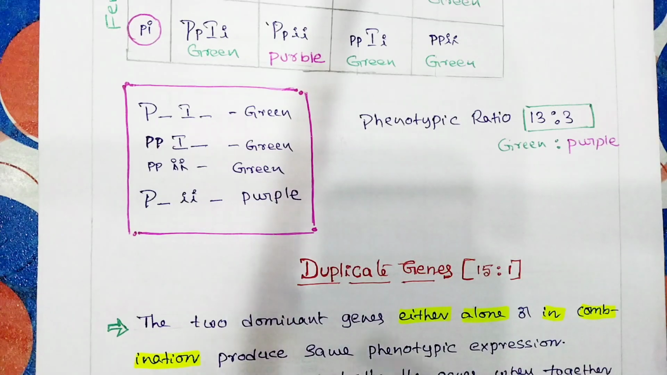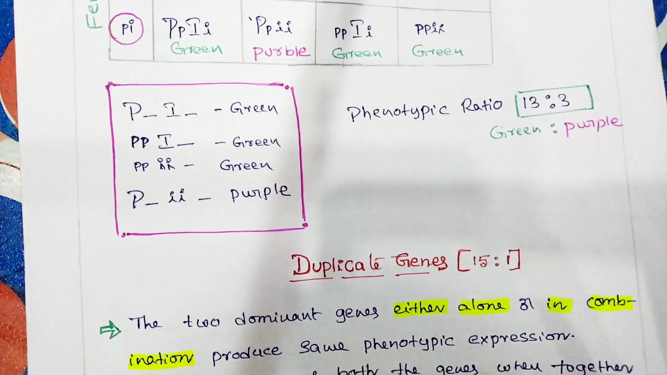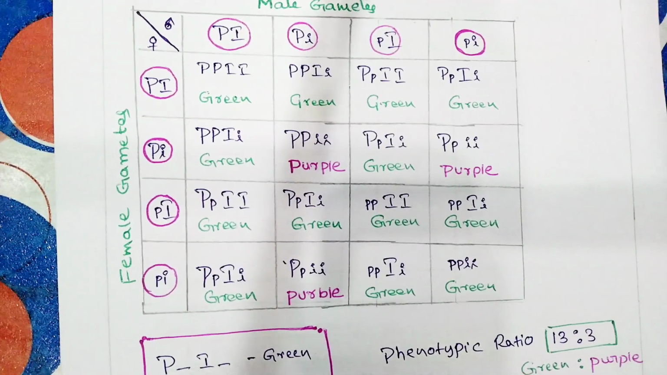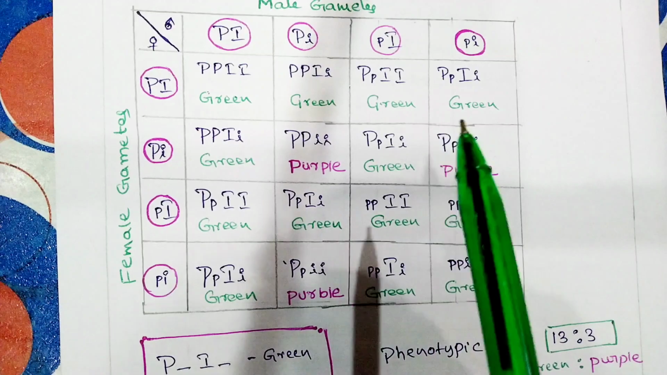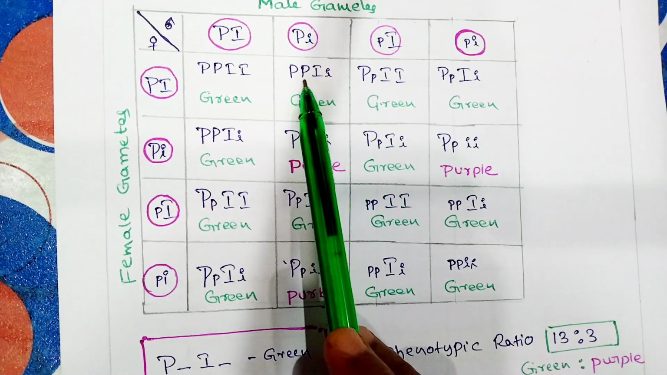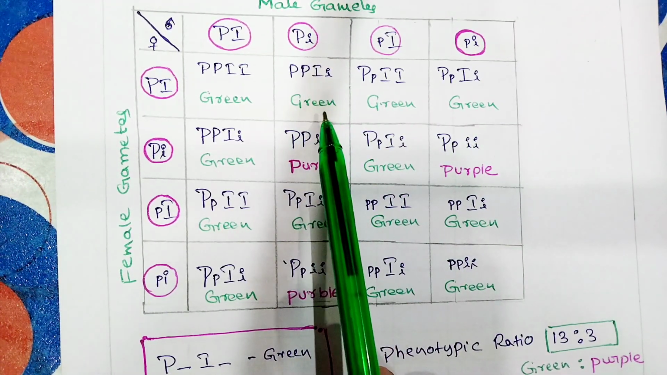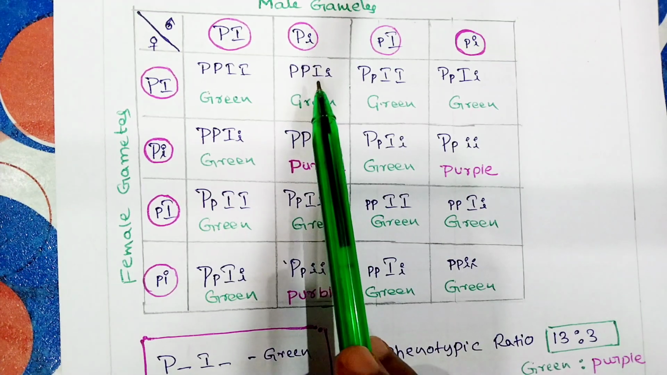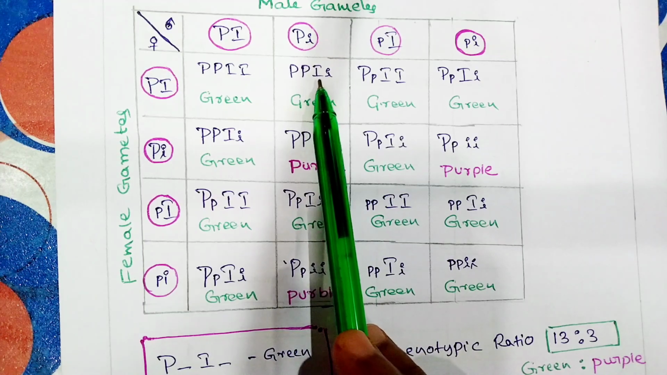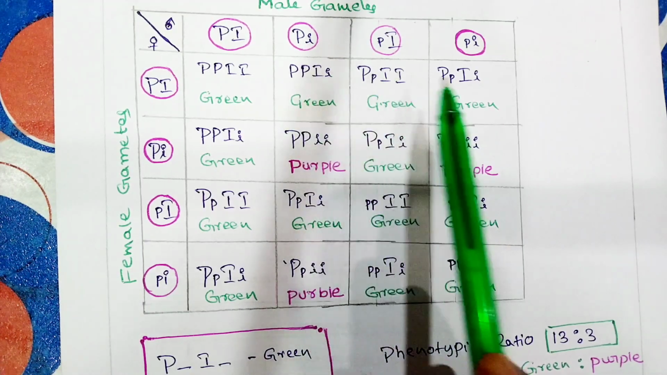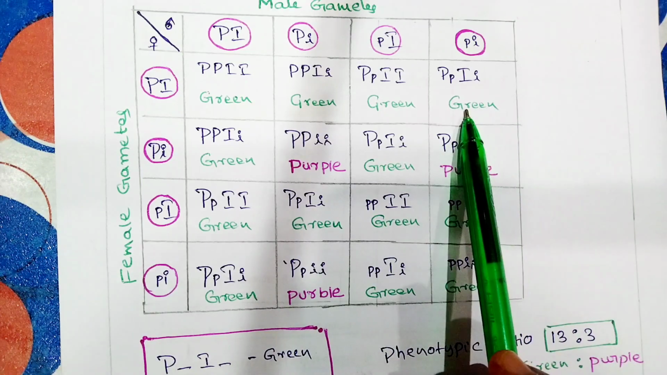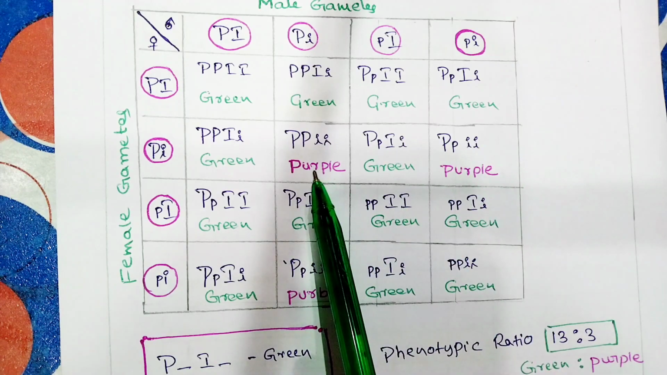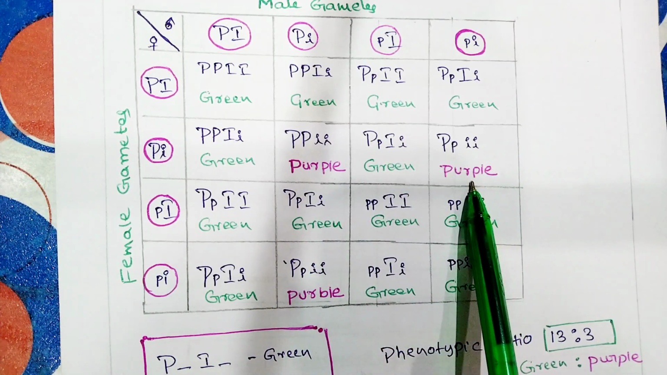Now we will see the Punnett board, so we will understand it easily. Look at the Punnett board. Whenever you find capital P gene with capital I, they are going to produce green leaves. Why? Because capital I is the inhibitory gene for purple color. Here you are getting 13 green progeny, and only 3 progeny with purple leaf color.